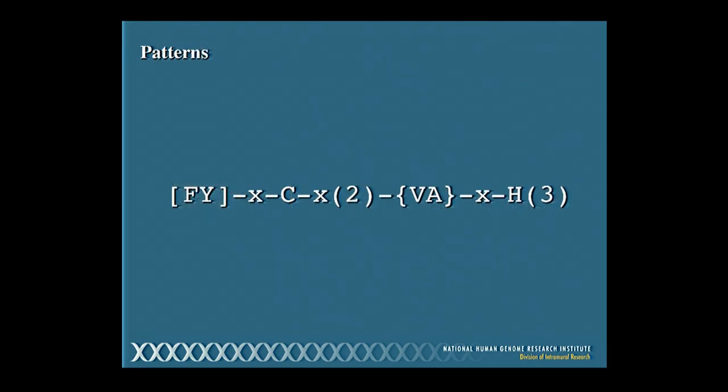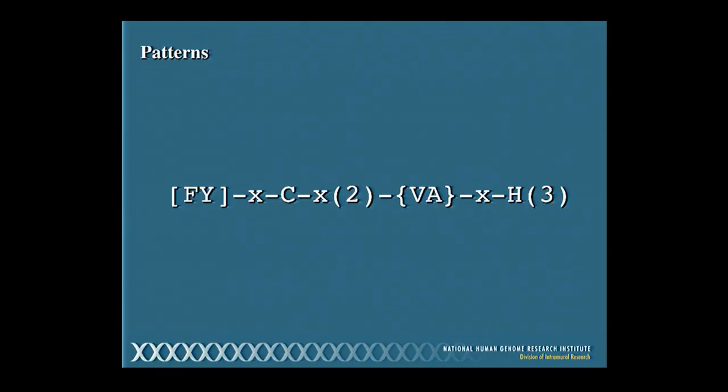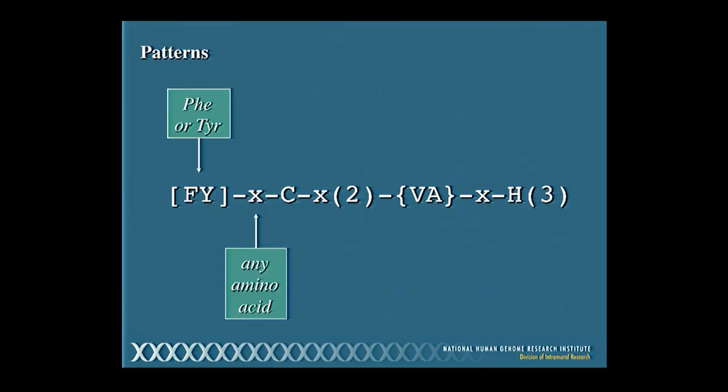The other definition for this morning is something called a pattern. So let's go right to the example. So we've got this very interesting nomenclature up here on the screen, and we'll just take it position by position. So in the first position here, you see two letters with square brackets around them. And when you see the square brackets, it means one or the other, so one of the things in the square brackets. So in this case, we have a pattern that begins with a phenylalanine or a tyrosine in the first position. Where you see the X, that means any amino acid can occupy the second position.